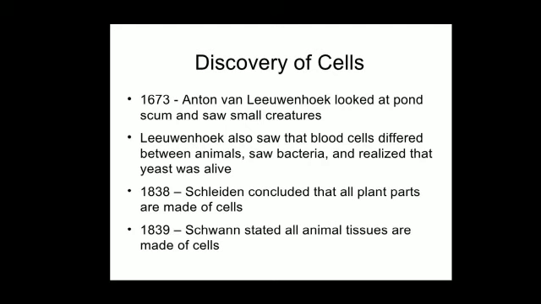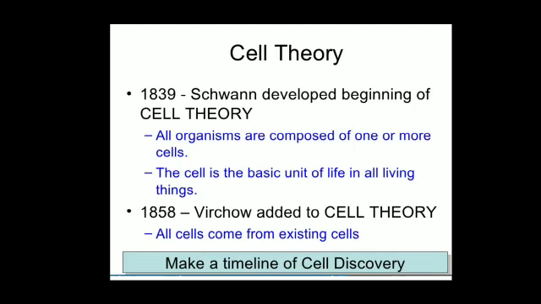In 1838, Schleiden concluded that all plant parts are made up of cells. In 1839, Schwann stated that all animal tissues are made up of cells. So between 1838 and 1839, Schleiden and Schwann observed that all living organisms, either plants or animals, are made up of cells. The cell theory was proposed by three scientists.